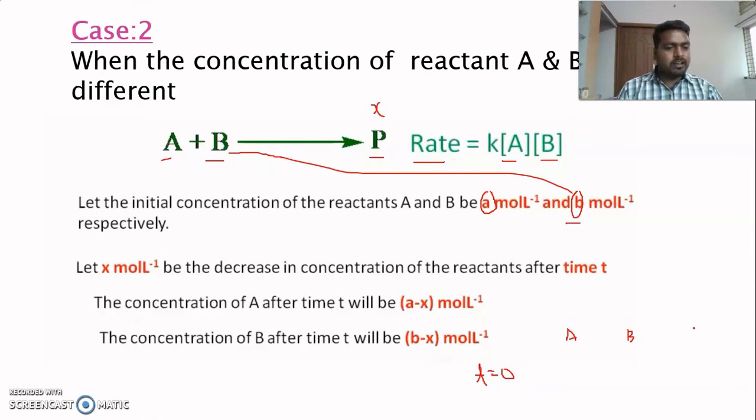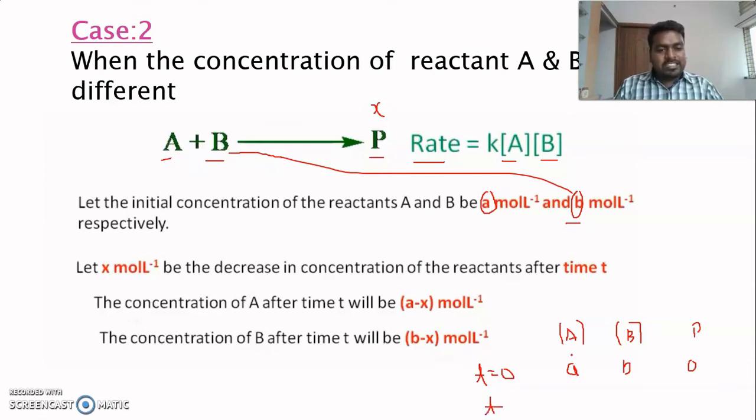A and B are the reactants and P is the product. At T equal to 0, the concentration of reactant A is equal to small a, the concentration of B is small b, and the concentration of P is 0. T is never really 0, but here we are considering T equal to 0 because the reaction has not started. So at time T, what happened?